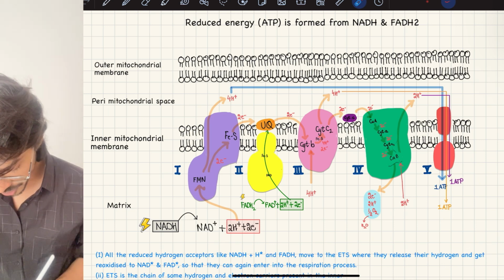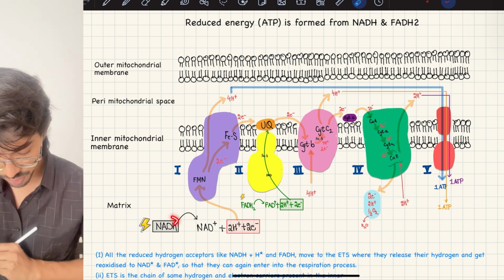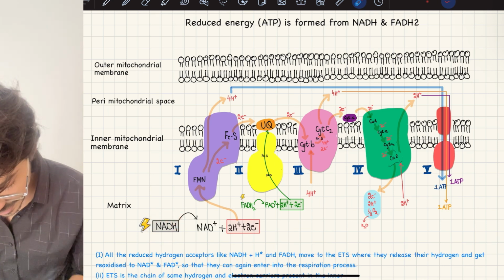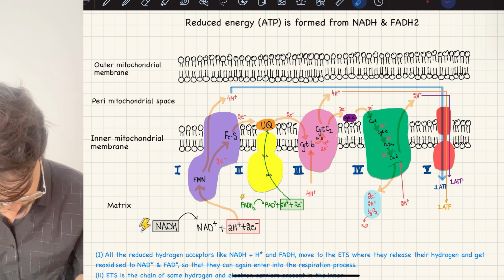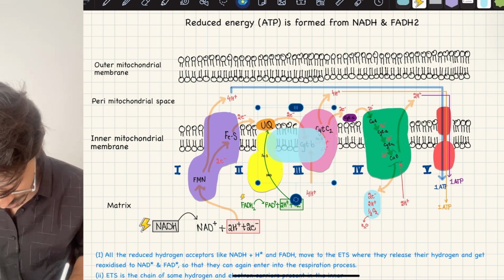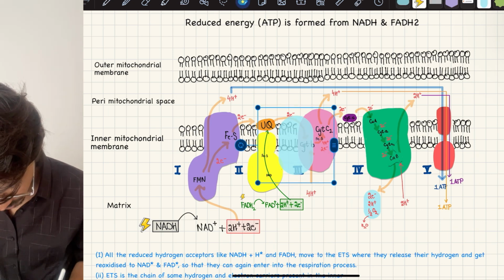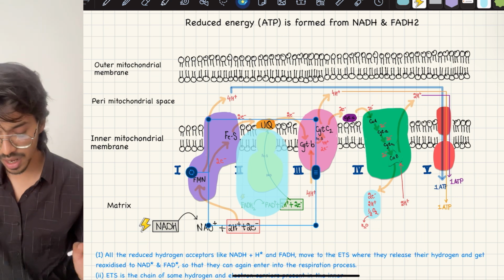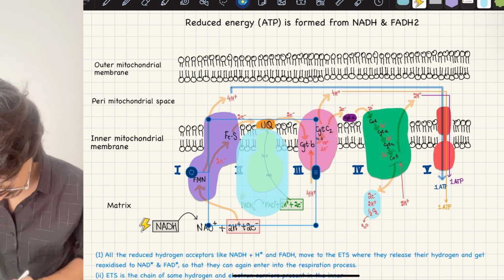Let's come back. First we are going to study how NADH forms energy. For this, I want certain things to be hidden. This complex should be hidden, because it is not working over here. Complex number 2 is not in our pathway. I will make it a little bigger.